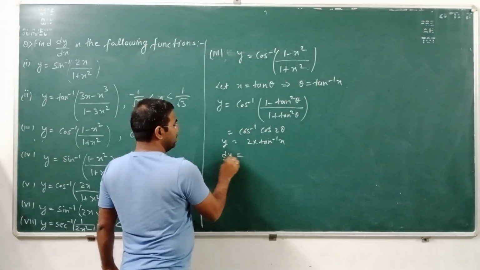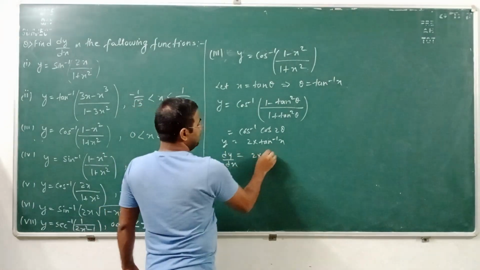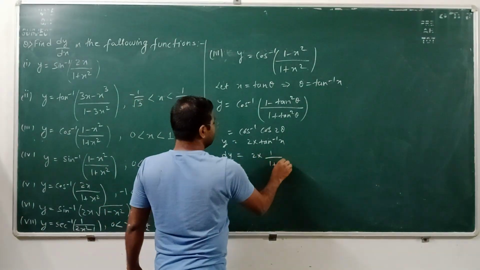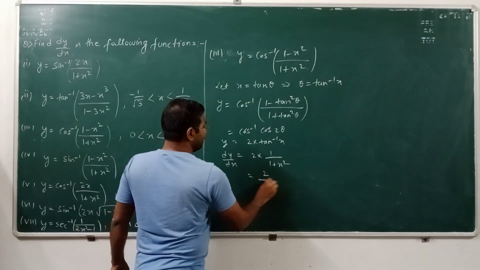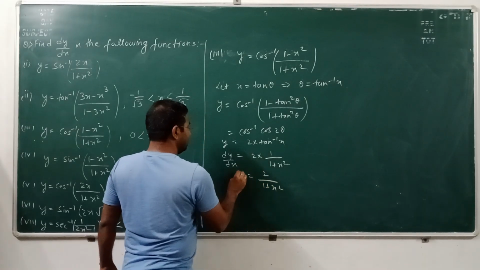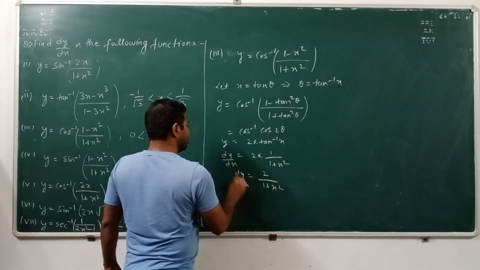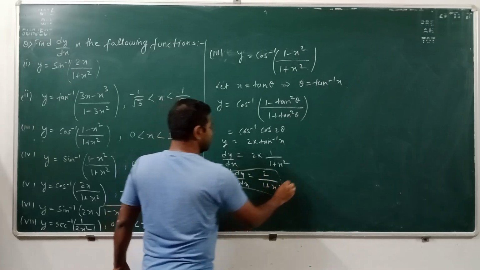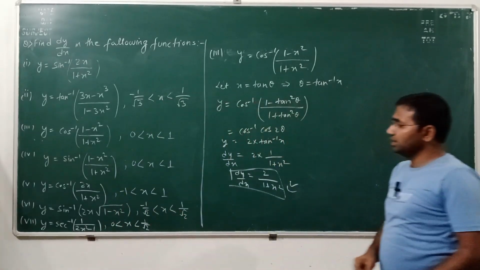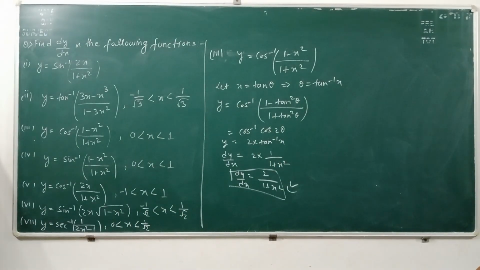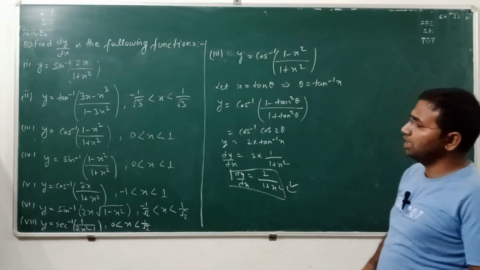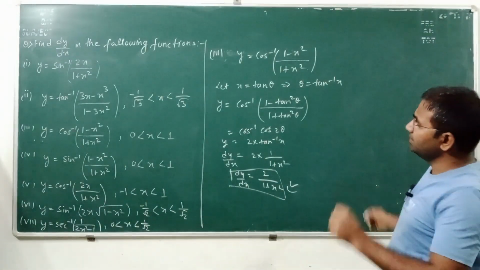Now dy upon dx will be what? 2 into 1 upon 1 plus x square. It means 2 upon 1 plus x square will be the dy upon dx of the given function. So see here how you will write the dy upon dx of a given inverse trigonometric function. I hope you have understood. Okay.